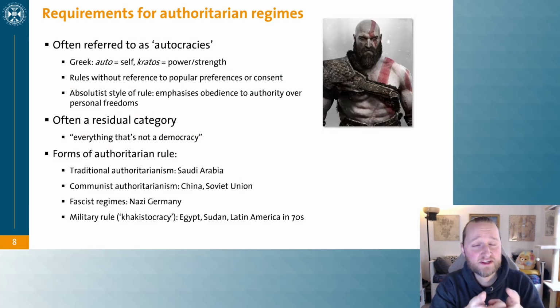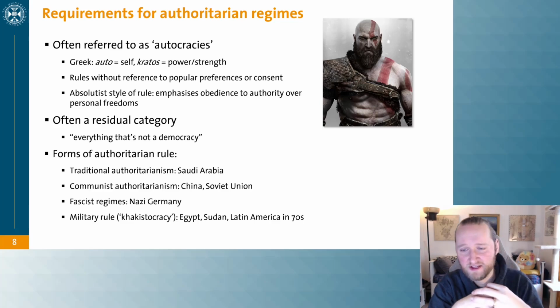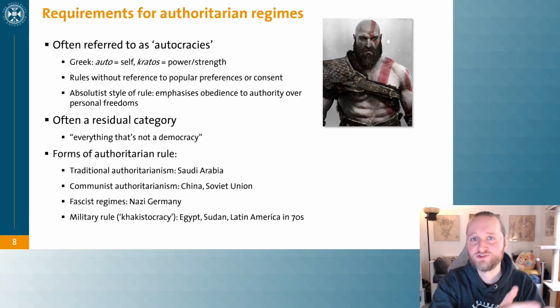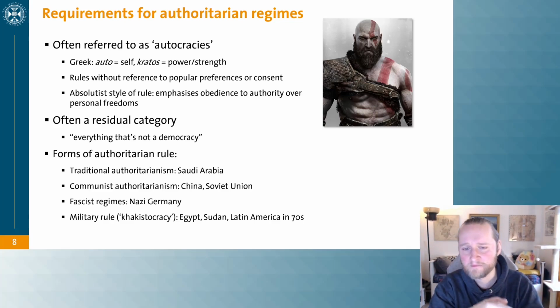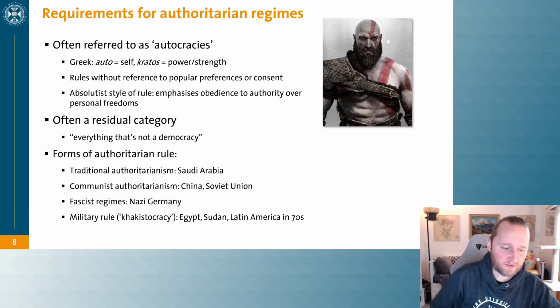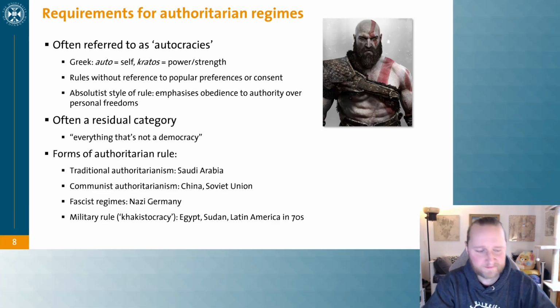Now, forms of authoritarian rule can take quite a few different shapes. So we have things like traditional authoritarianism, an authoritarianism that is based essentially on traditional societal values, such as in Saudi Arabia. That doesn't, by the way, mean that all societies that are traditional maybe have this form of rule, but in Saudi Arabia it's the case. You can have communist authoritarianism in places like China today or the Soviet Union back during the Cold War.